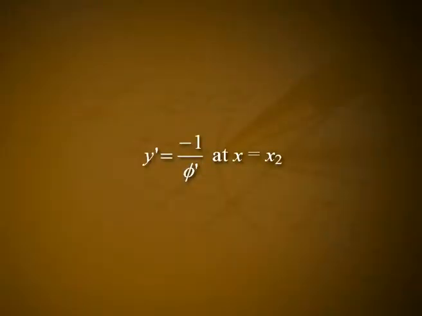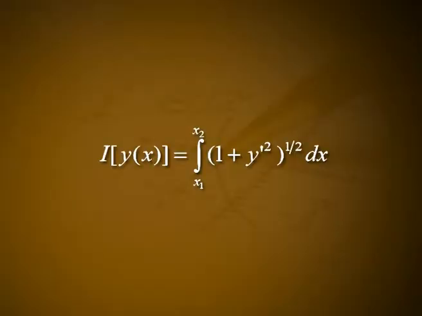A(x, y) times (1 + phi' y') divided by (1 + y'^2) all raised to 1/2 is equal to 0 at x = x2. Since A(x, y) is not equal to 0 at x = x2, we have y' = -1/phi' at x = x2, which is the orthogonality condition.